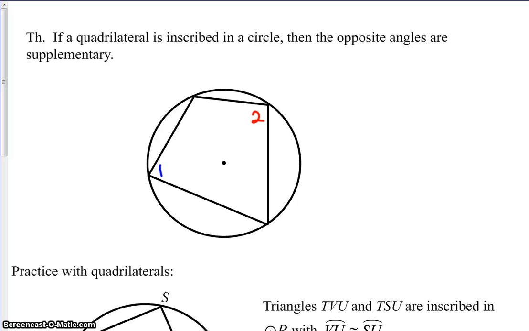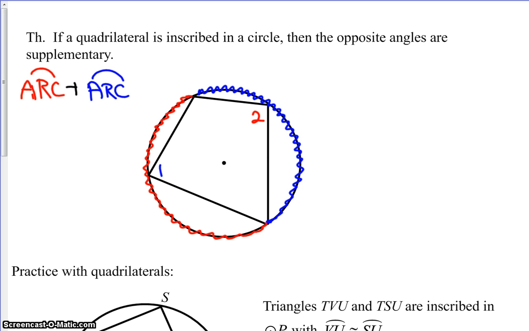And if I color the arc that angle 1 intercepts, it takes up that portion of the circle. I don't know how much of the circle it is, but it's part of 360 degrees. If I look at angle 2, the arc inside that is the remainder of the circle. So basically what I have here is that if I add the red arc and the blue arc, I know that together they are the entire circle.